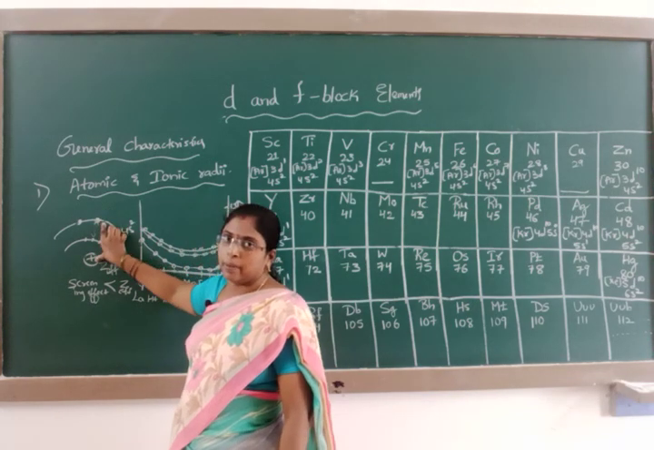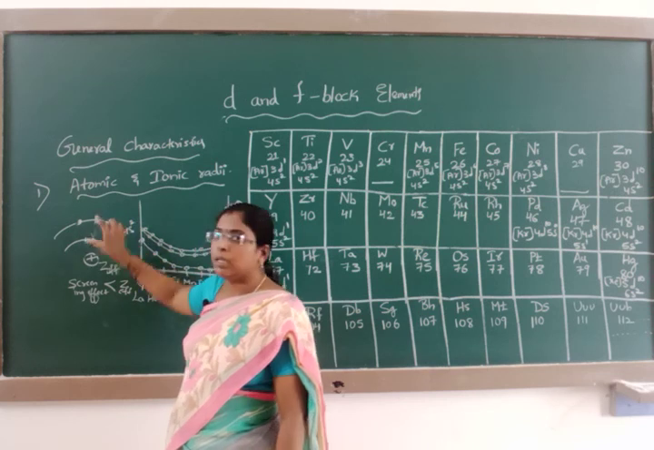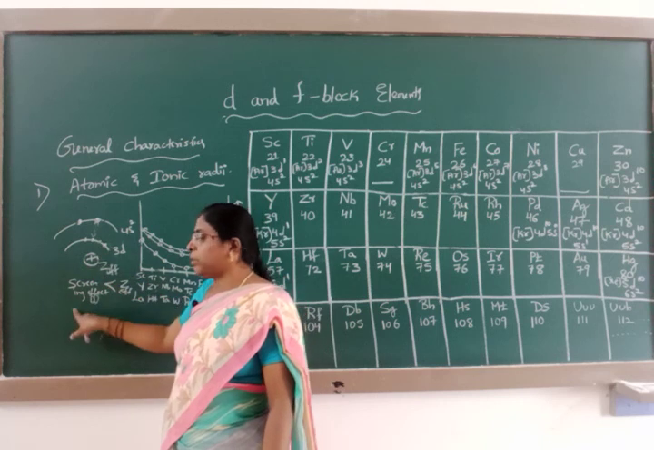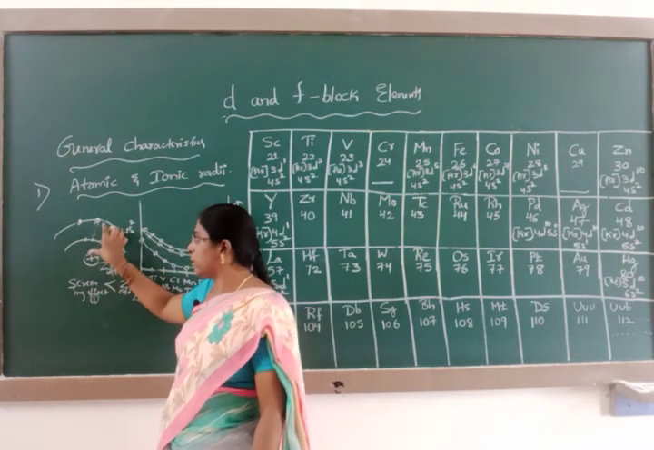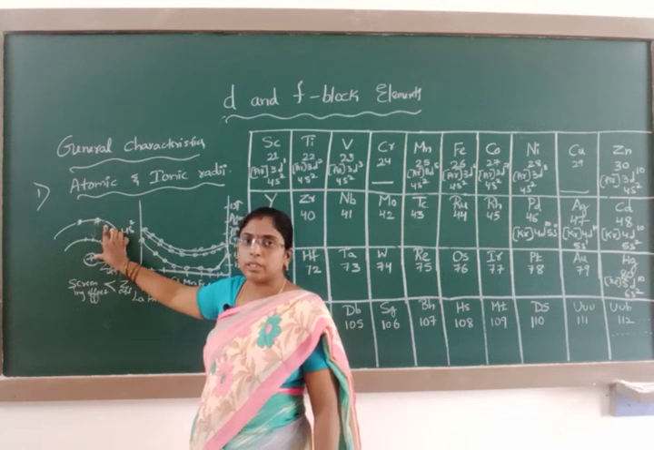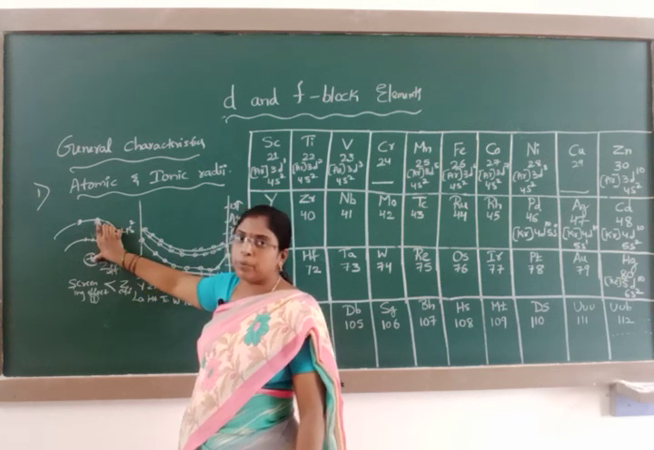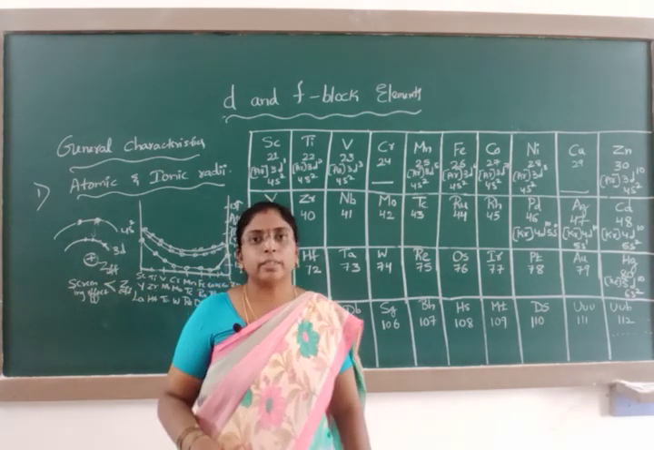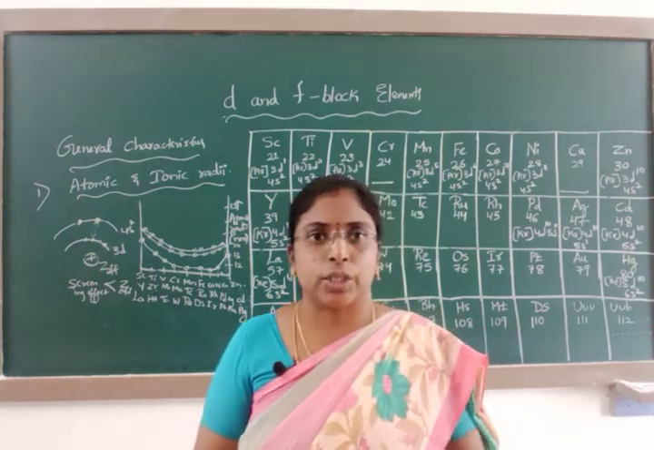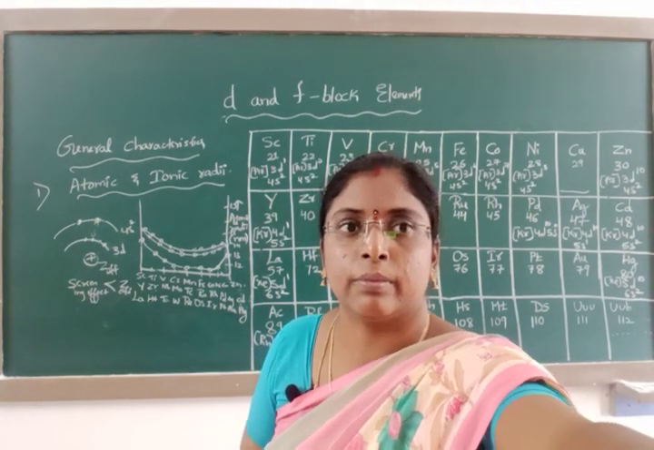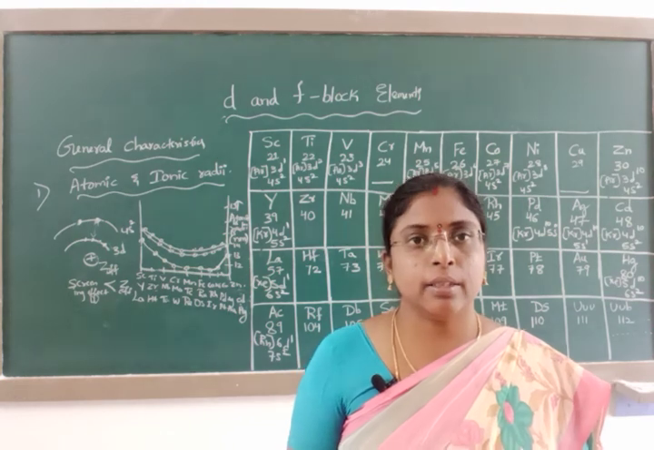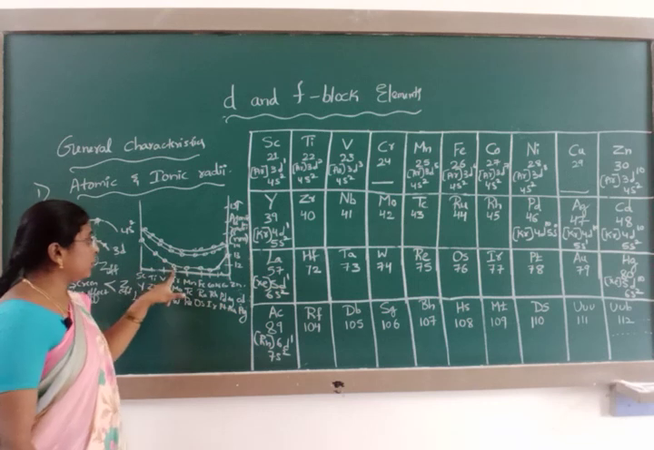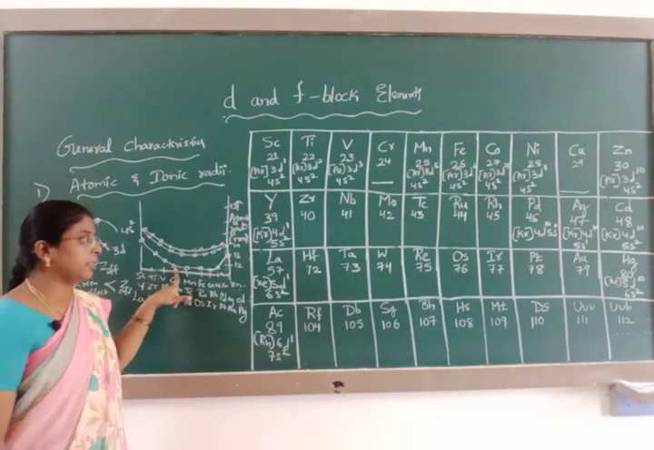Since the effective nuclear charge is greater than the screening effect, the attraction is greater than the repulsion between the electrons of 3d as well as 4s. Since it has poor screening effect, its effective nuclear charge is more, the nucleus will pull the outermost electron, hence its atomic radius decreases initially. From scandium to chromium, there is a decrease in the atomic radius.